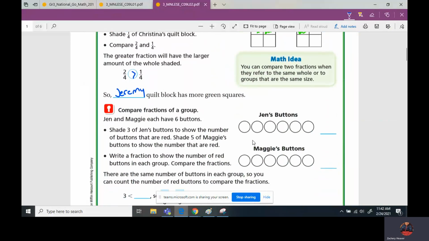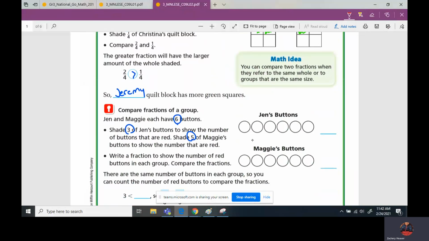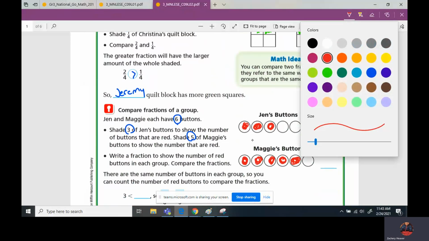These are all going to be kind of the same. So Jen and Maggie have 6 buttons. Shade 3 of Jen's buttons to show the number of buttons that are red. And it says shade 5 of Maggie's buttons to show that are red. So let's go to Jen. It says shade 3, 1, 2, 3. And Maggie, shade 5, 1, 2, 3, 4, 5. If you have a pencil, that's fine. You can use a pencil.